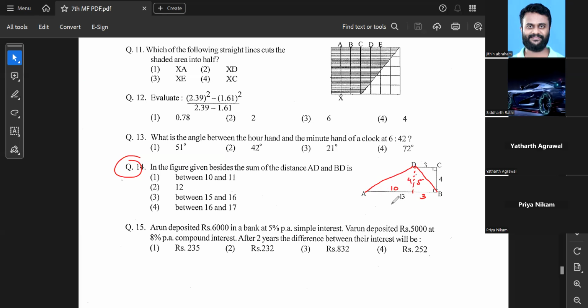See, you don't have to sit and solve everything, but you know that 10 square is 100 and 4 square is 16. So this is basically 116. The square root of 116 is anyway less than the square root of 121, which is 11. So this is a number between 10 and 11. And this is 5. So the sum should be between 15 and 16. Option 3 will be your correct answer. Understood?